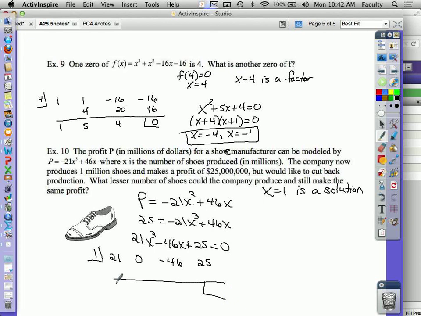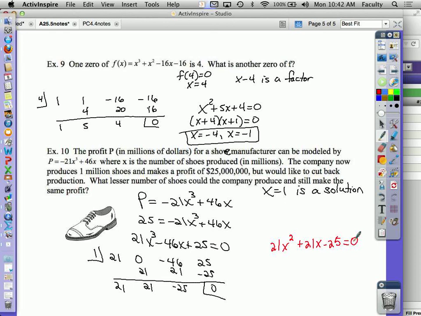So I bring down the 21. And I'm getting the quadratic equation 21x squared plus 21x minus 25. And I'm trying to solve this. Well, I don't want you to spin your wheels or waste any time. It does not factor, okay? So we have another tool in our tool belt that allows us to solve a quadratic equation when it doesn't factor. What tool is it?